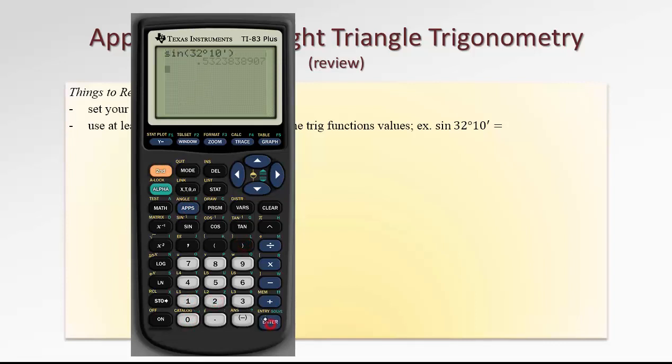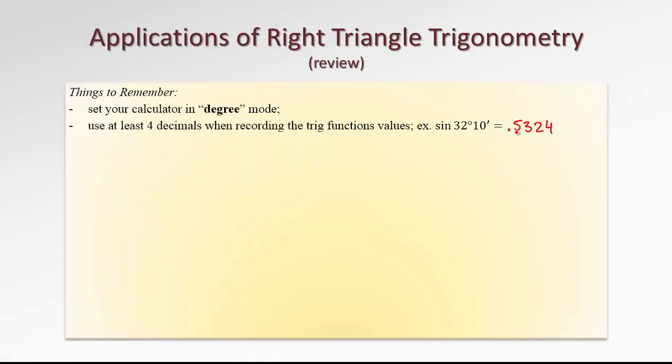Okay, enter. We end up with 0.532383 and so on. Obviously, we need to round this number because it's too many digits, but we should round to 4 decimal places. So it will be 0.5324. So you may want to check your calculator. If you've got the same answer, it means you're in the right mode.